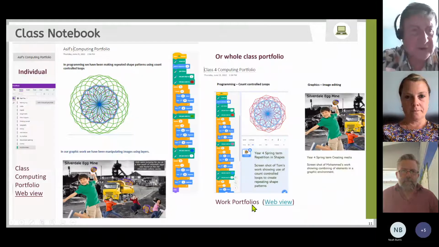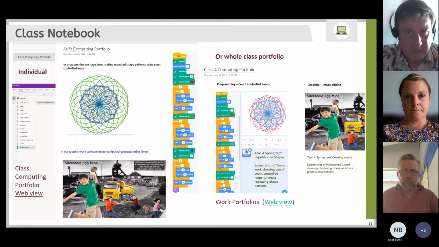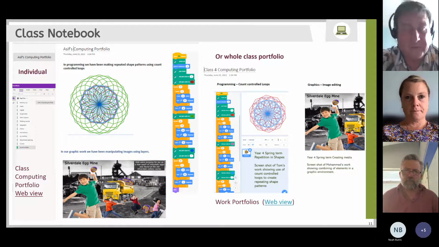And then the final idea is using something called Class Notebook. And some of you are getting more familiar with the Microsoft tools like Sway. Well, Class Notebook is, if you like, a digital folder for your whole class where you could put together a whole class portfolio, if you like, in the content area. You can make that available for parents as well, if you wanted to, or other outside parties, like an Ofsted inspector.